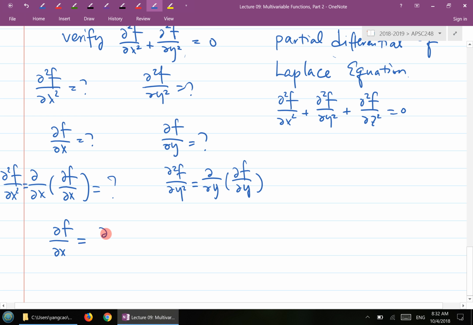Now, operation-wise, when you're taking the partial derivative of the function with respect to x, you can literally just put a big bracket here and then write down the whole expression of the function f and put it into that bracket. That's what you're doing. You're calculating the partial derivative of the whole thing with respect to x.